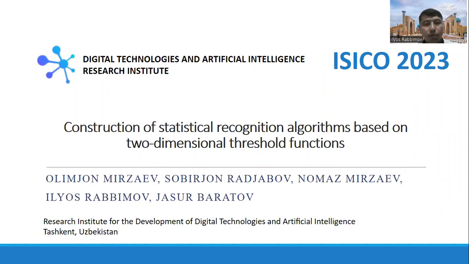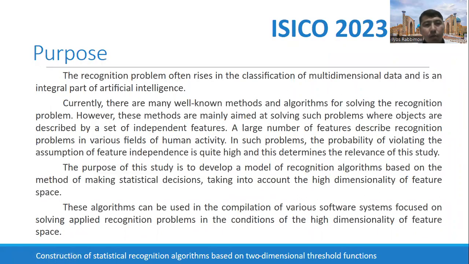I would like to present our paper, which studies the construction of statistical recognition algorithms based on two-dimensional threshold functions. Nowadays, there are many well-known methods and algorithms for solving the recognition problem. However, these methods are poorly aimed at solving such problems where objects are described by a set of independent features. A large number of features describe recognition problems in various fields of human activity. In such problems, the probability of violating the assumption of feature independence is quite high, and this determines the relevance of these studies. The proposed study develops a model of recognition algorithm based on the methods of making statistical decisions, taking into account the high dimension of feature space.